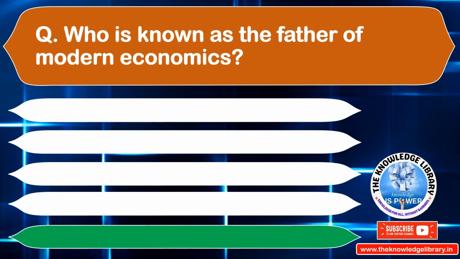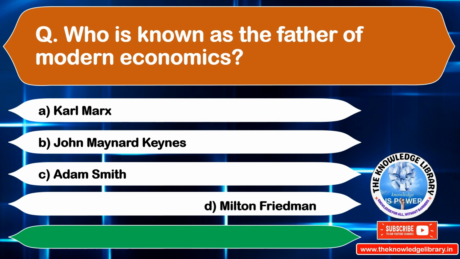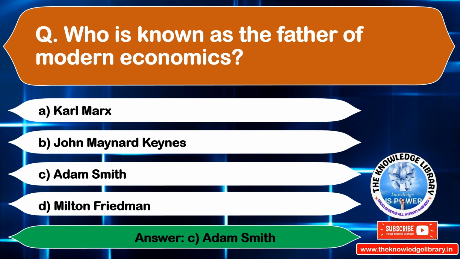Who is known as the father of modern economics? Option A, Karl Marx. Option B, John Maynard Keynes. Option C, Adam Smith. Option D, Milton Friedman. The correct answer is option C, Adam Smith. Moving to the next question.